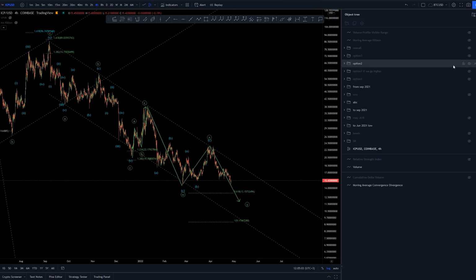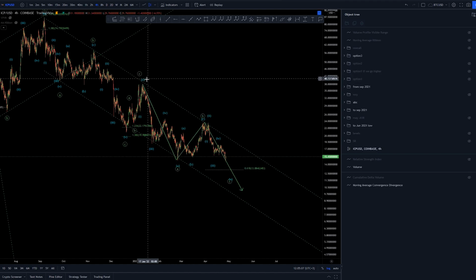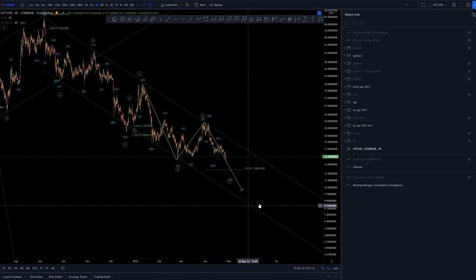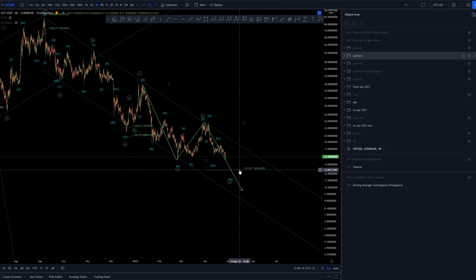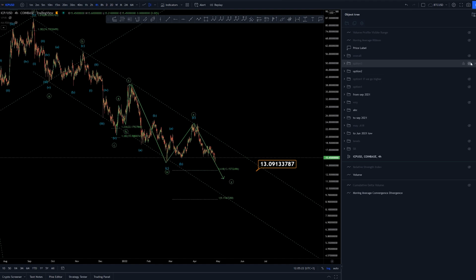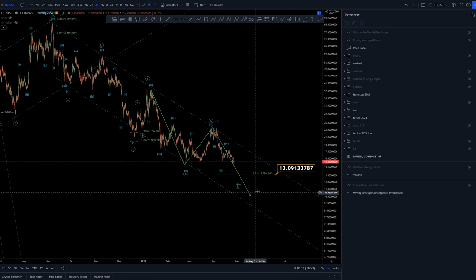Another option is saying that this is actually a 1, 2, 3, 4, 5, creating a zigzag pattern down here. Minimum extension of 0.618 around the $13 area. For the other count, we have basically the same minimum extension. So both of these outlooks are lower currently.